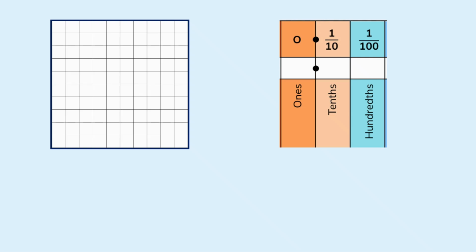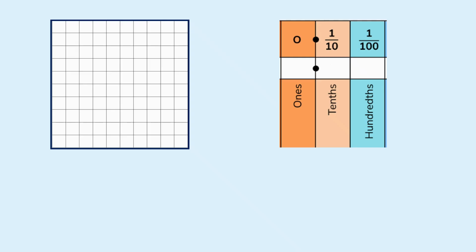So this grid here represents a whole, and it's been split into 100 smaller squares, which we call hundredths. So if you didn't know already, percent literally means out of 100. So you could also think of each little square as being 1%, and the whole grid is 100%. Or you could think of it as being split into 10 rows of 10 or 10 columns of 10. And we call these tenths.